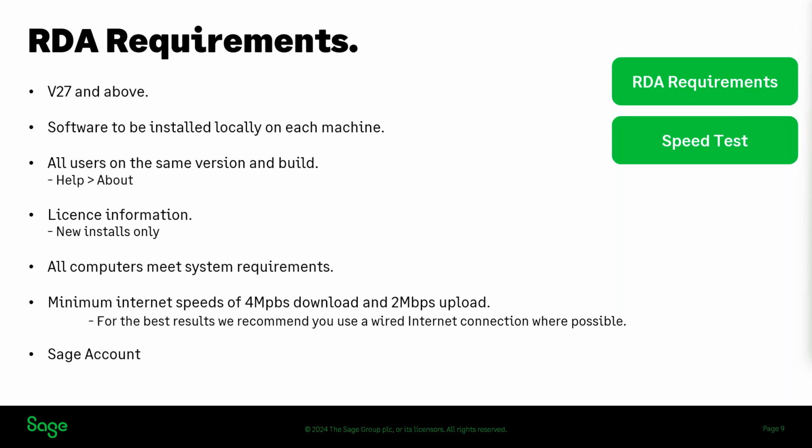Also, you need a Sage account to be able to use remote data access, and that's per user. So each user needs to have their own username and their own email address. I have included guides in the top right for RDA requirements, which just reiterates what I've gone through here. I've also included the speed test, so you can send this to your colleagues if they're in different locations, so they can test their internet speeds as well.